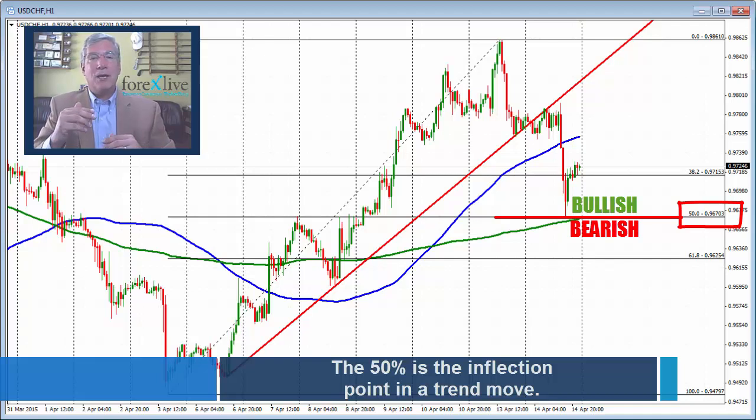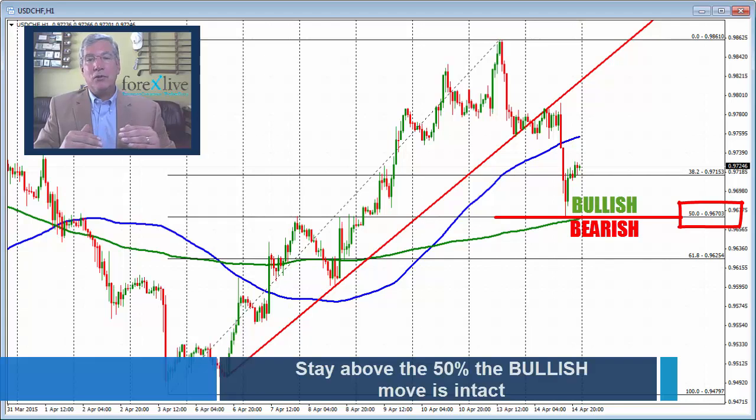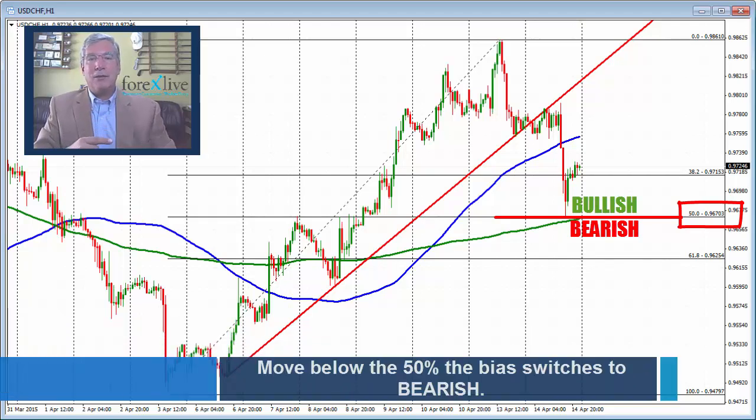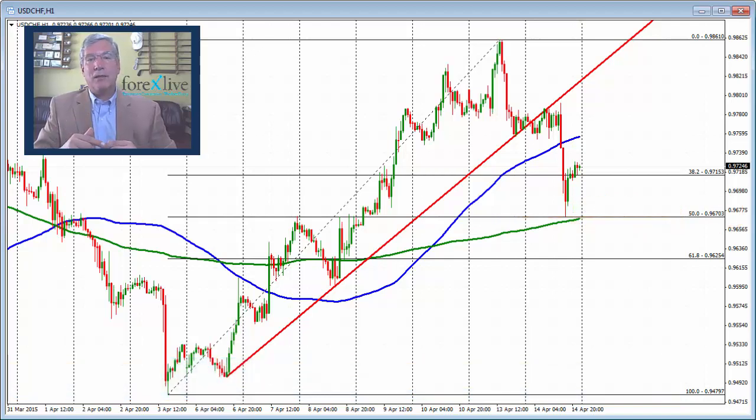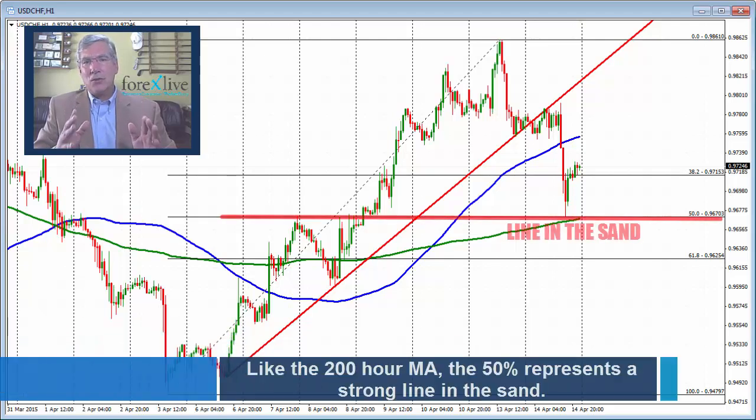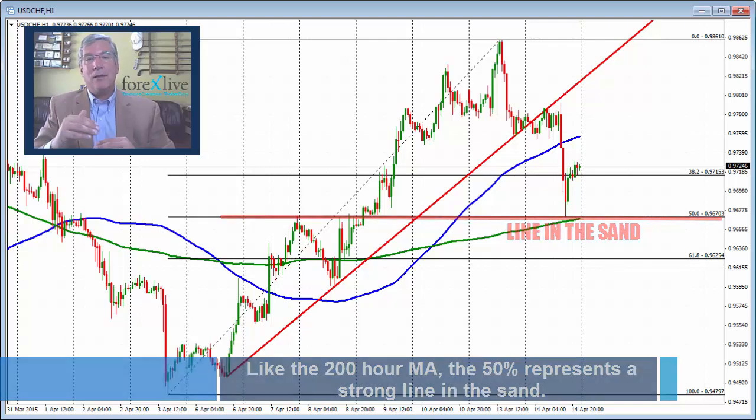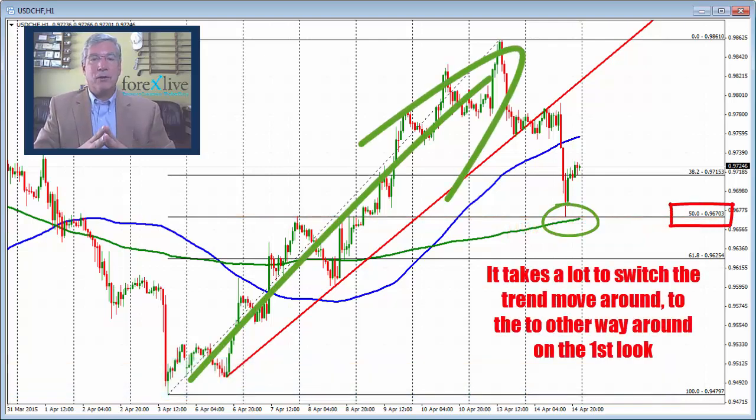In an up move, if you stay above the 50% retracement, the bullish trend is still intact. If you go below the 50% retracement, it switches the bias around to bearish. The opposite is true on a downtrend. That is, if you stay below the 50%, the bias remains bearish. If you move above the 50%, the bias switches around to being more bullish. Like the 200-hour moving average, the 50% retracement represents a strong line in the sand between bullish above and bearish below, simply because it takes a lot to suddenly switch what was a trend the other way around in such a short period of time.